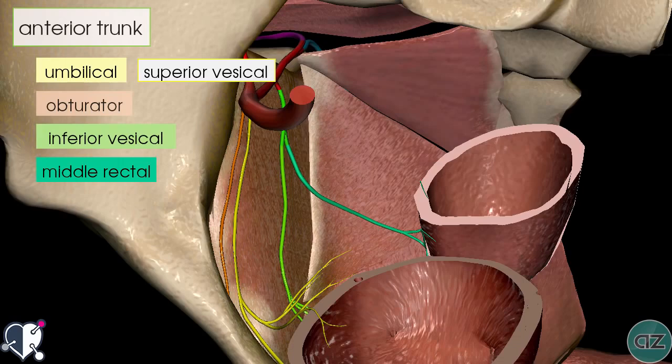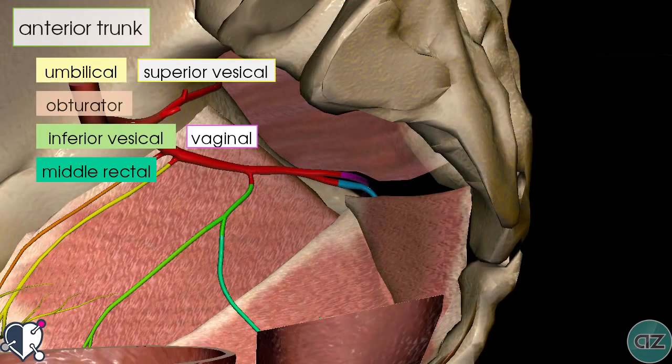So something worth pointing out is that in women, the inferior vesical artery is replaced by the vaginal artery. There's a lot of variation in anatomical texts' description of the vaginal artery. Some say it replaces the inferior vesical artery, some say the vaginal artery is an additional artery, and other sources say it may or may not replace the inferior vesical artery.